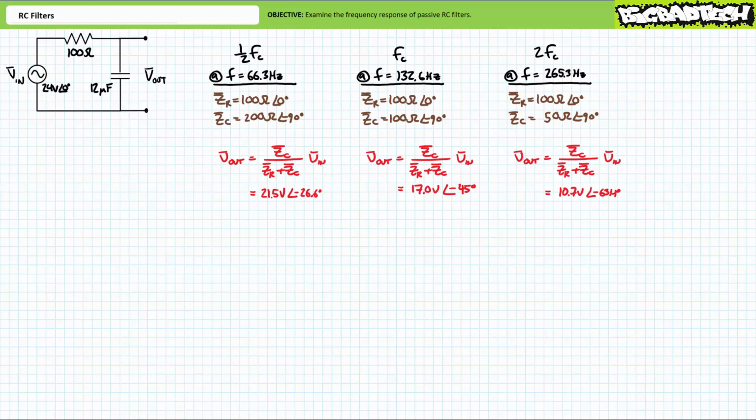Let's see if these observations hold true for a range of frequencies. As an exercise to the viewer, I invite you to solve for output voltage at the following reduced frequencies: 1/3, 1/4, 1/5, and 1/10 of the critical frequency, as well as the following increased frequencies: 3 times, 4 times, 5 times, and 10 times the critical frequency. Go ahead and pause the lecture and do so now.